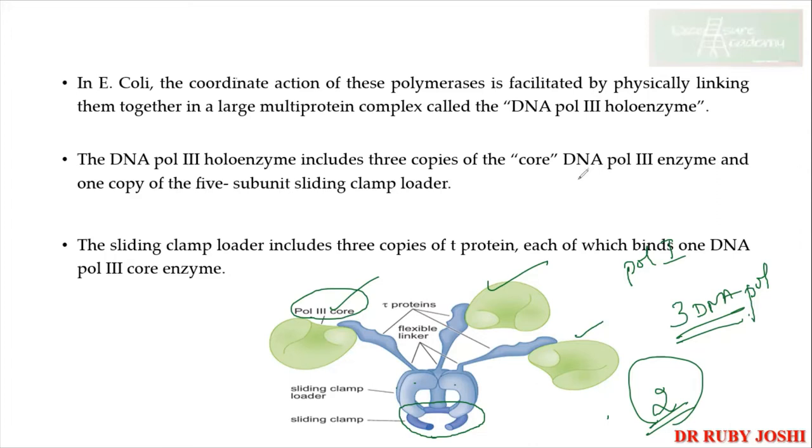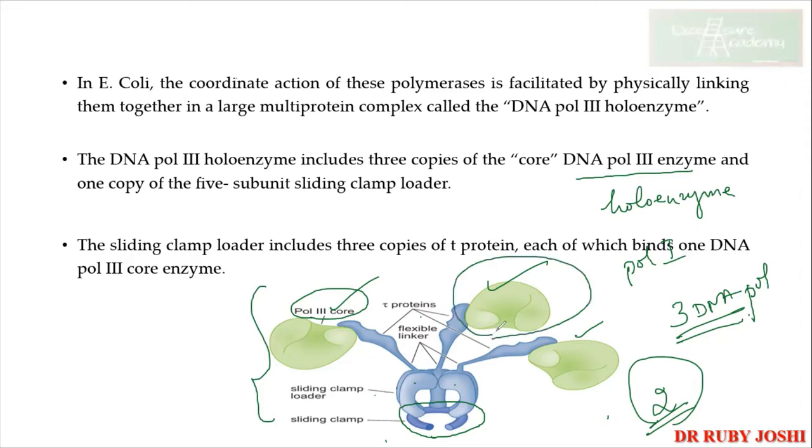Remember, I have always said the DNA pol 3 is the holoenzyme. Now, when you say holoenzyme, it means the complete enzyme along with the tau proteins, sliding clamp loader and the sliding clamp. This entire thing is called the holoenzyme. Only this particular portion is called DNA pol 3. If total is the holoenzyme, yes.